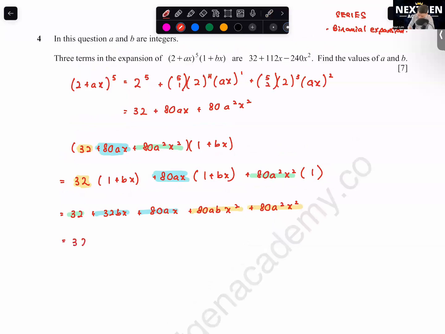So you get 32 plus (80a plus 32b) x plus (80a squared plus 80ab) x squared.